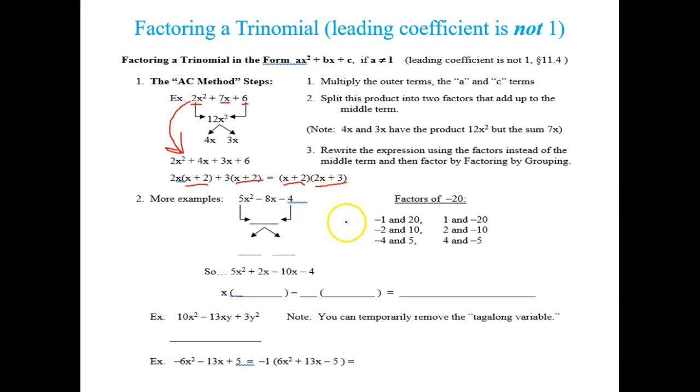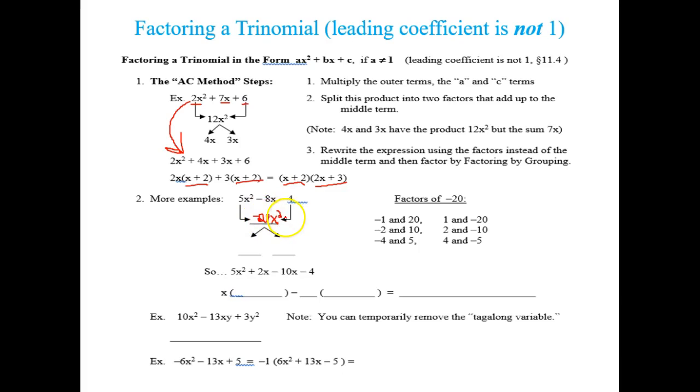Here's another example. So suppose you have 5x squared minus 8x minus 4. Well, the first thing you do is you multiply your outer terms, your a and your c terms. So 5x squared times negative 4 would be negative 20 x squared.